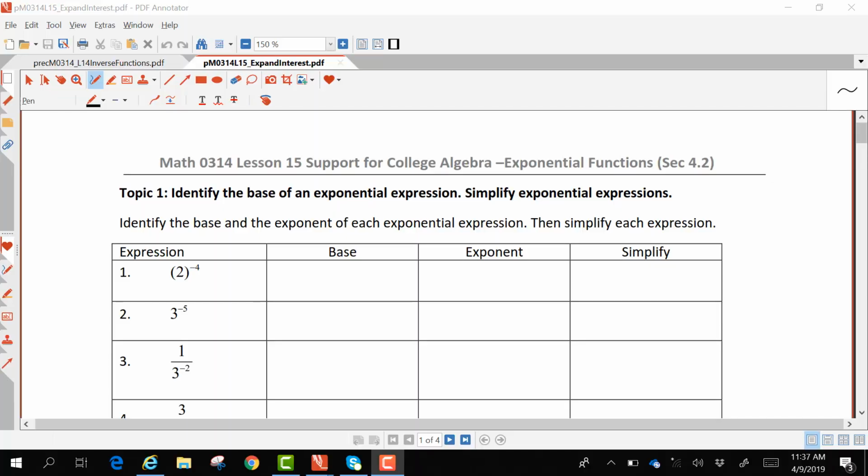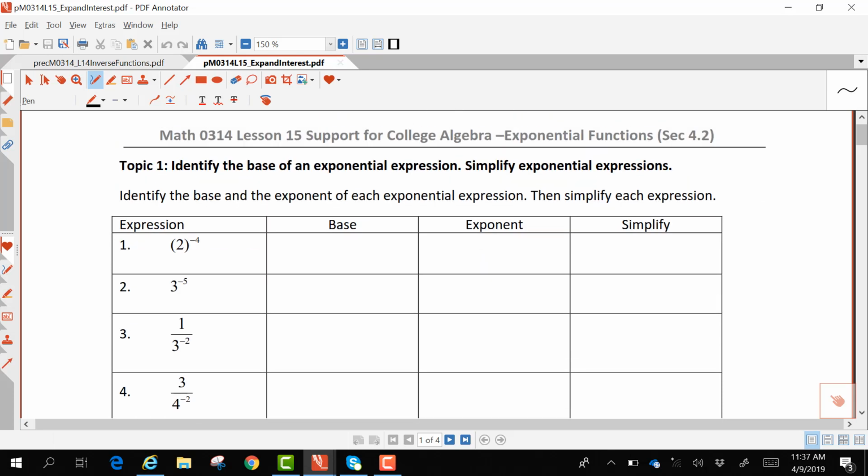Welcome, students, to today's lesson in support of exponential functions. We will begin by practicing how to work with negative exponents. In number 1, we have 2 to the exponent of negative 4.